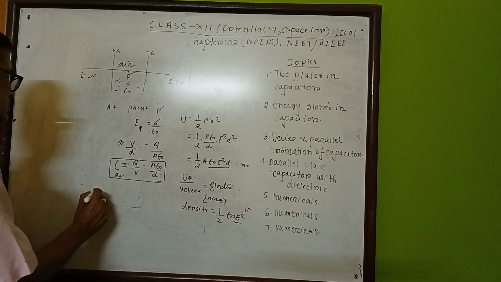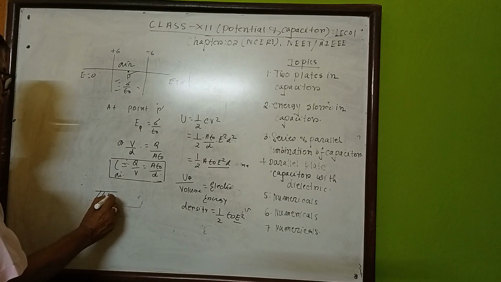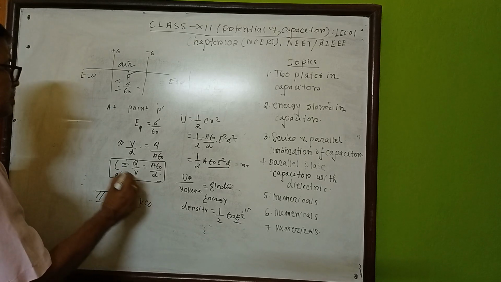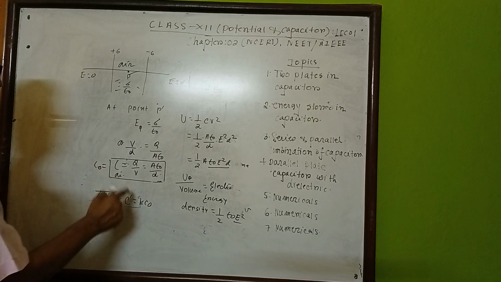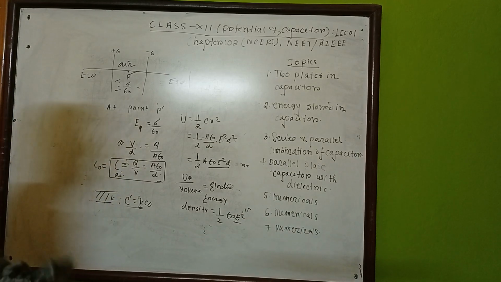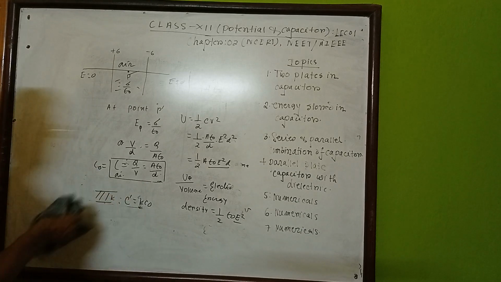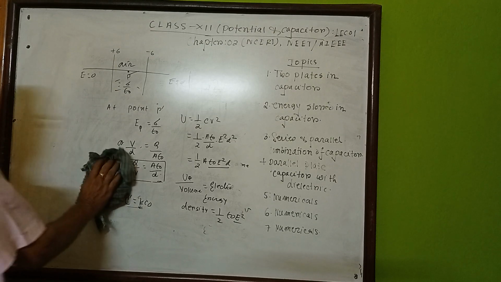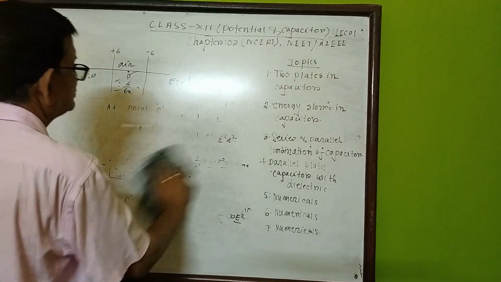But if the whole capacitor is filled with a dielectric K, then C prime will be K C0. That means dielectric K multiplied, the capacitor becomes K C0. But in general I am doing parallel plate capacitor with composite dielectric. Let us see, it will be an elaborate deduction, so I shall take some time.